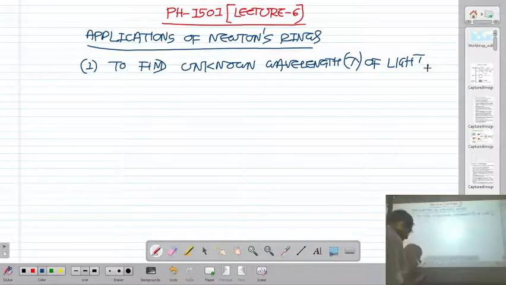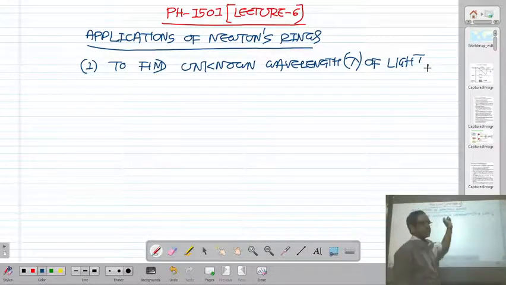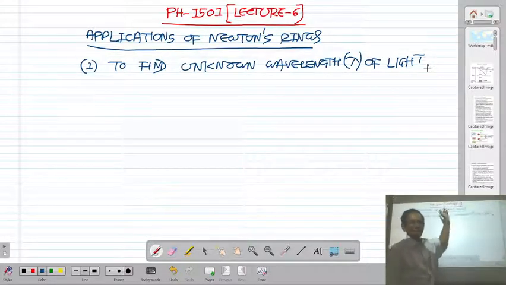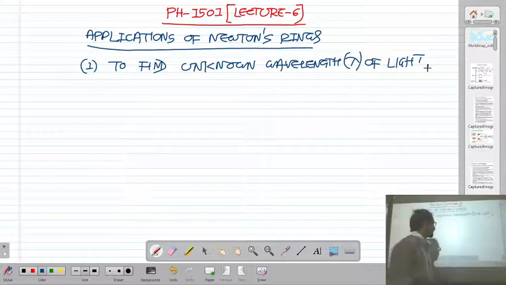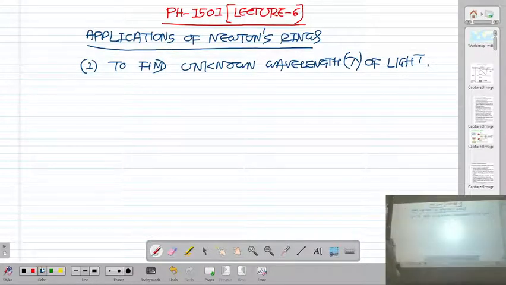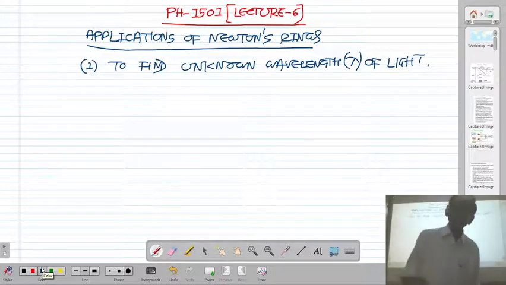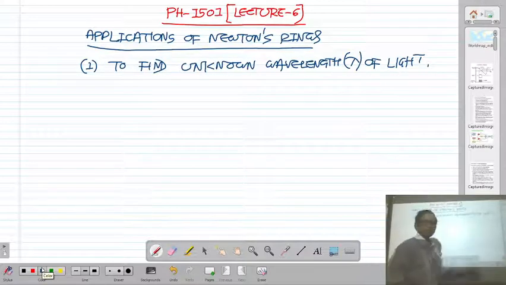We have already discussed one application of Newton's ring in the fifth lecture, that was to find the unknown wavelength of light using Newton's ring. So I will quickly revise that application, and then today we will take the second application of Newton's ring, and then we will complete this topic of Newton's ring.